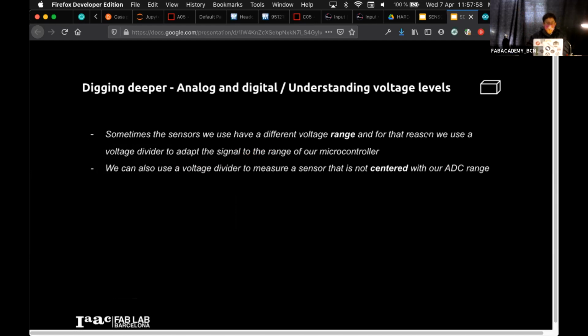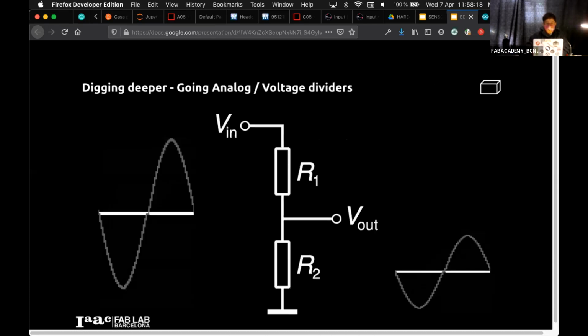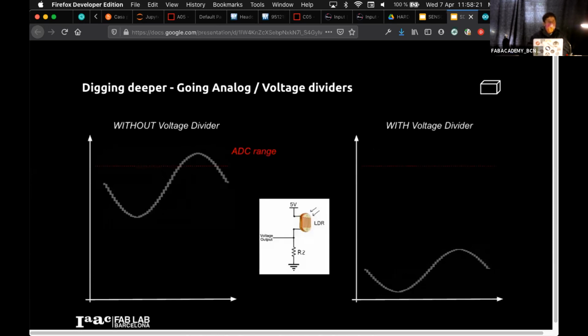So here, just some words. It's important that whenever you use an analog sensor, it's adapted for your microcontroller. Otherwise, you have to use a voltage divider. And many times your sensor measurement is not what we call centered, which is this concept. You're measuring on the top of your ADC range, and basically you want to center it down, or bring it down, so that you can use the fullest length of your ADC.